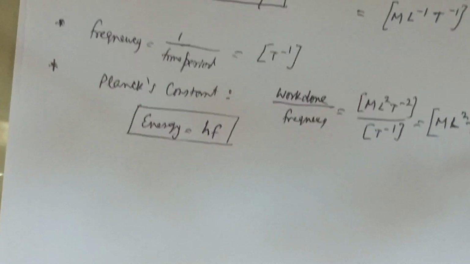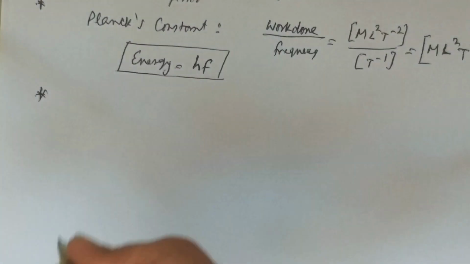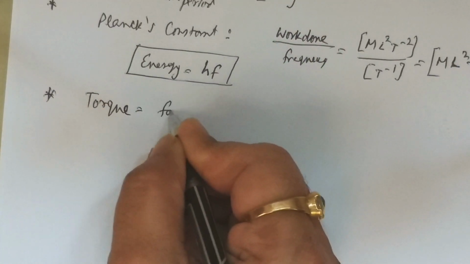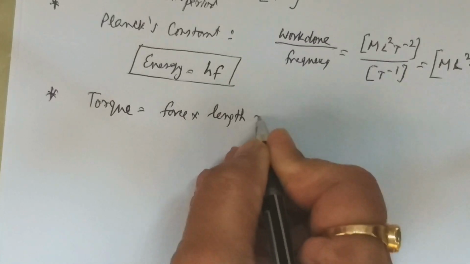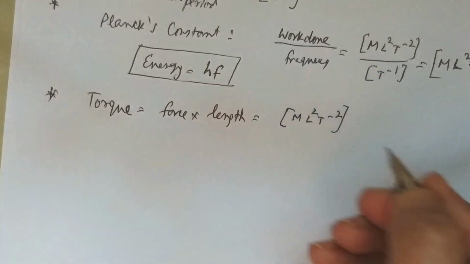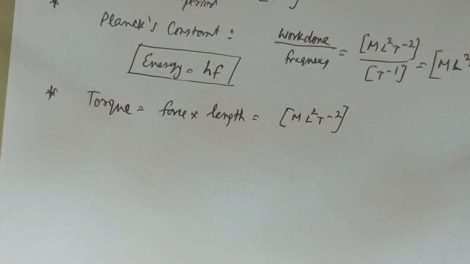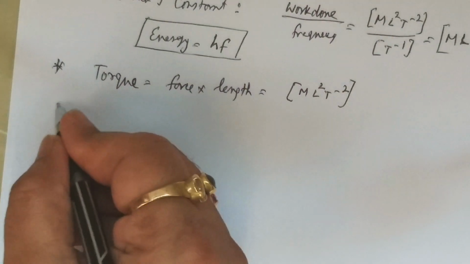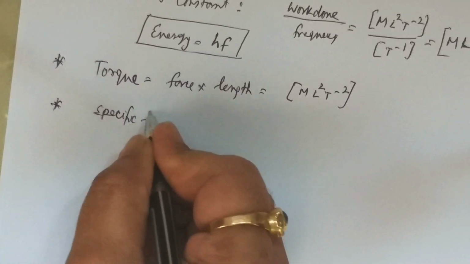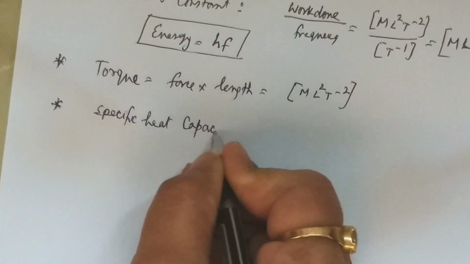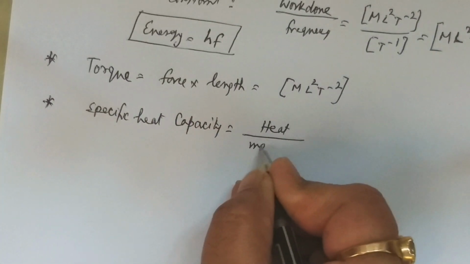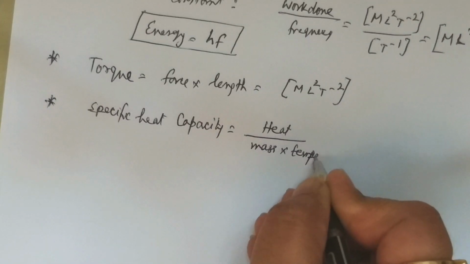Then there are many others. Torque. Basically the turning tendency of a force is torque. Torque is force into perpendicular distance, that is length. Force is M L T to the power minus 2, and another L, so M L^2 T to the power minus 2. Now further, there are quantities related to heat. We have specific heat capacity. Specific heat capacity is the amount of heat energy given per unit mass per unit rise in temperature.